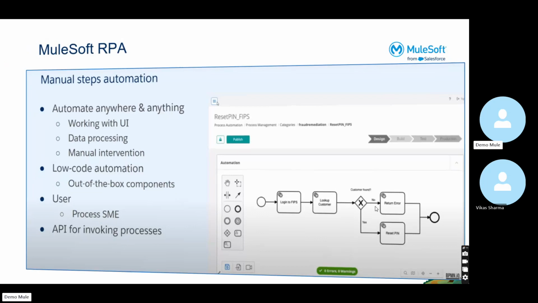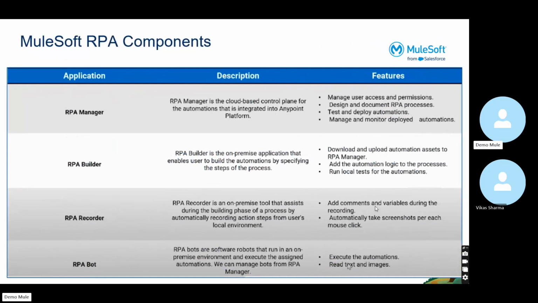Then, what are the components of MuleSoft RPA? First, RPA Manager. RPA Manager is a cloud-based control plane provided by MuleSoft, and it is integrated into Anypoint Platform as well. With the help of RPA Manager, you can manage user access and permissions. You can design the RPA processes, as well as test, deploy, and monitor your deployed automations.